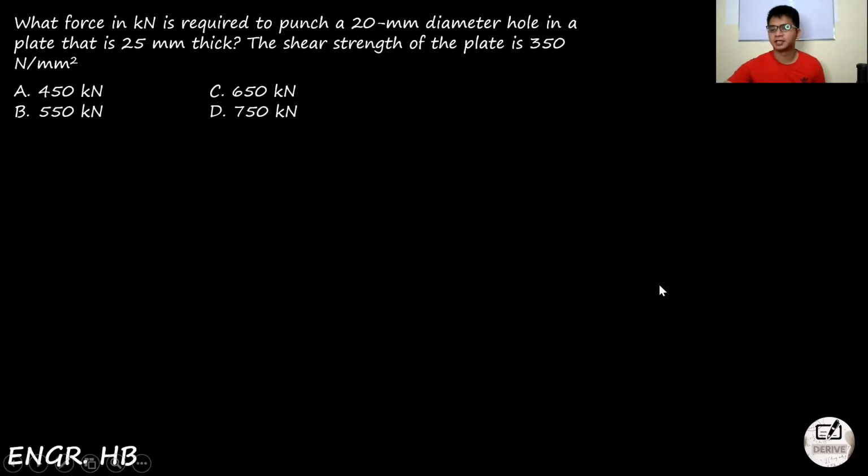Okay. So again, don't forget your calculator guys. Sabayan niyo ako mag-solve. What force in kilonewton is required to punch a 20 millimeter diameter hole in a plate that is 25 millimeters thick? The shear strength of the plate is 350 Newton per square millimeter.